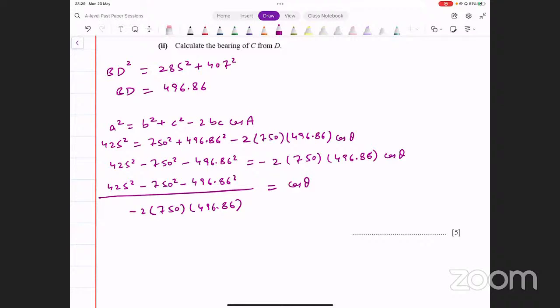Now you can put this whole thing on your calculator. Make sure कि आप calculator में values सही input करें. You should have a calculator that has this fraction button. That's going to make your life easier. ये आपके पास ये calculator होना चाहिए. इस पे ये fraction button है ताकि आप directly उसके ऊपर input कर सकें. So let's do that. I'm going to do that in my calculator and see what I get from this. 425 squared minus 750 squared minus 496.86 squared. In the denominator, I've got minus 2 into 750 into 496.86.